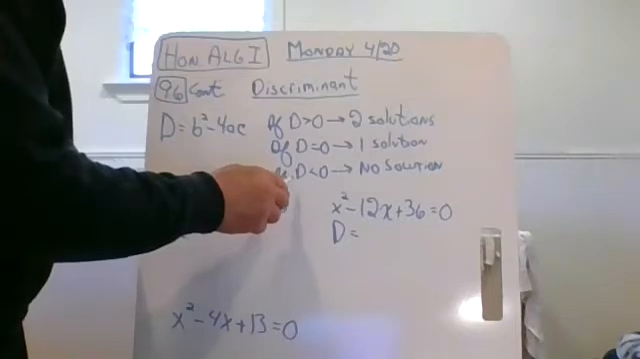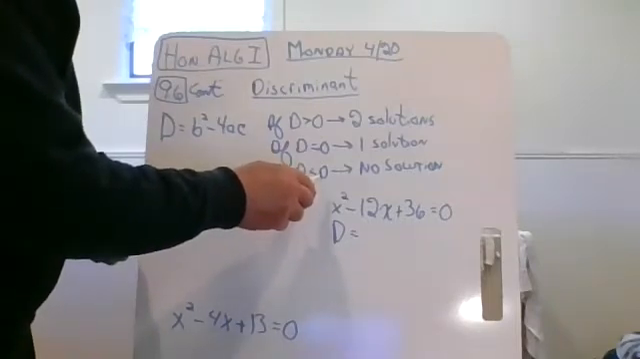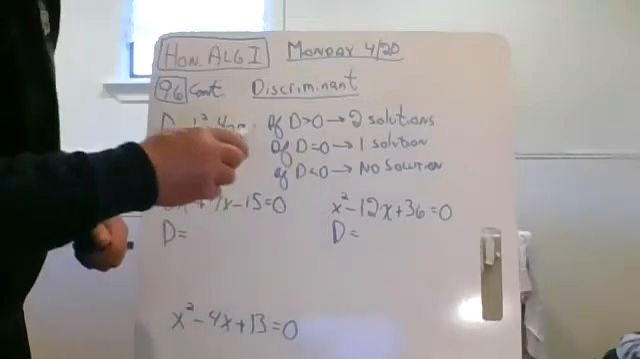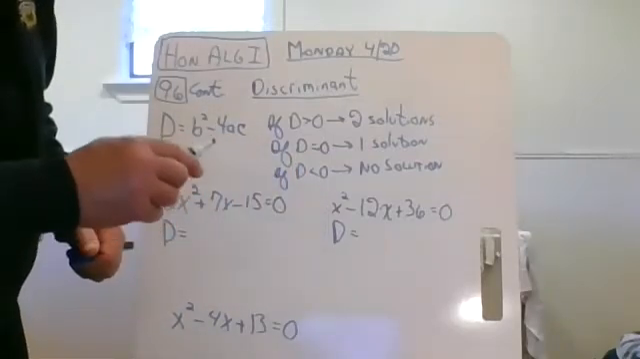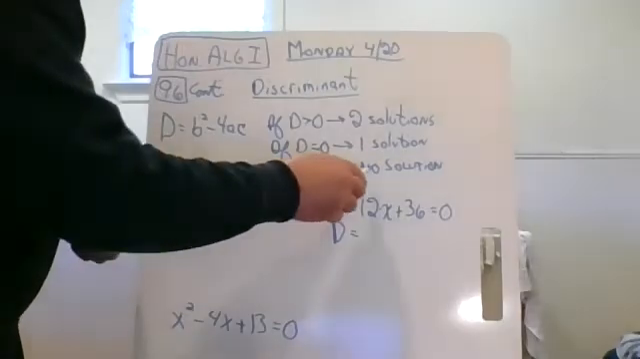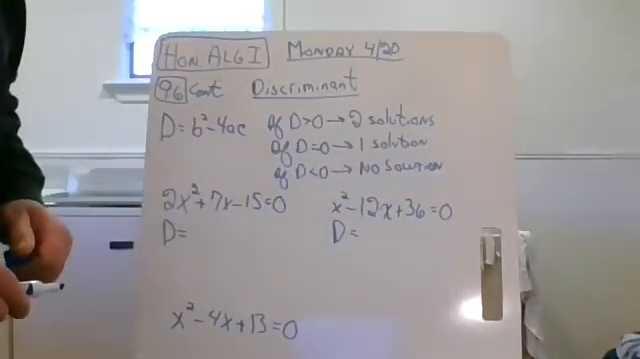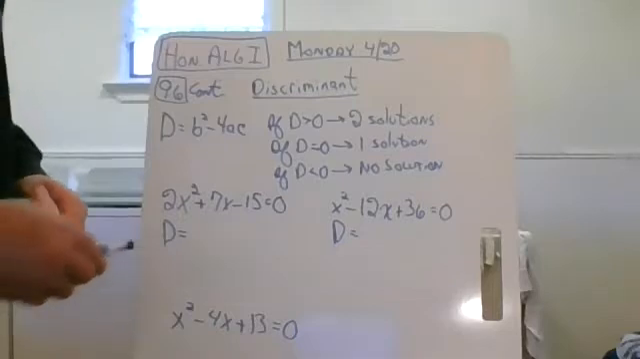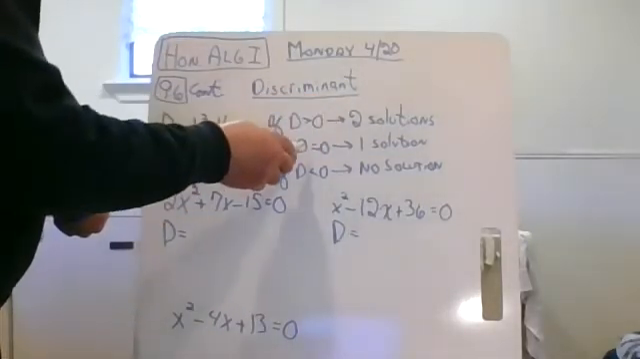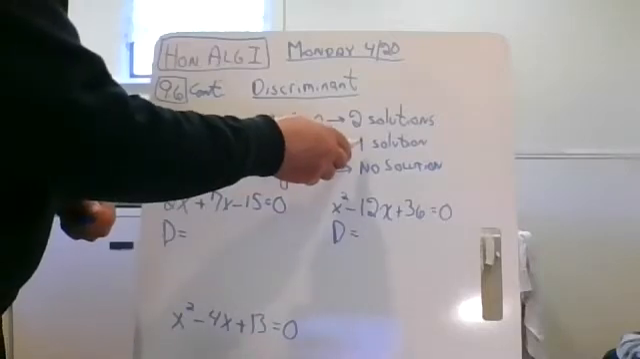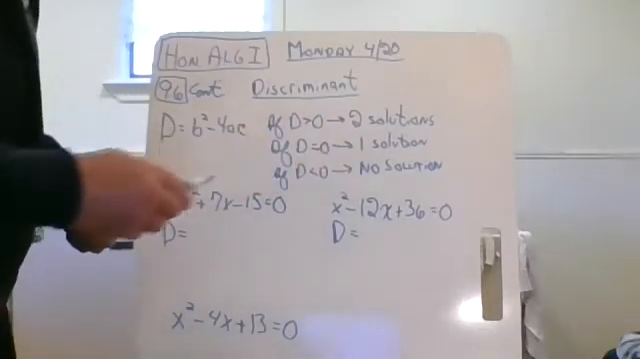And then now, if the discriminant is less than 0, negative, then you're dealing with the square root of a negative, and that's undefined. So you would have no solution when the discriminant is negative. All right, so the discriminant positive, 2 solutions. The discriminant 0, 1 solution. The discriminant negative, no solution.